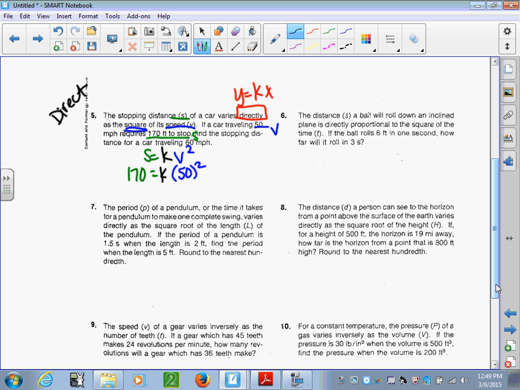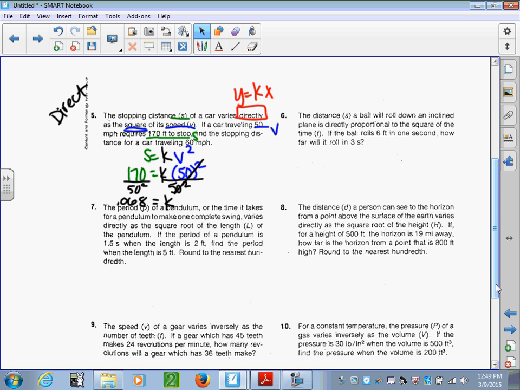And then, I'm going to move this 50 squared over, so I'm going to divide both sides by 50 squared. Yes, you could put 50 squared in, solve it out, and then divide that number over, but you can just do 170 divided by 50 squared. And so on the right side, that will cancel, and it'll leave me with K equals 170 divided by 50 squared. If you put that in your calculator, you'll get 0.068. All right, so I found K.